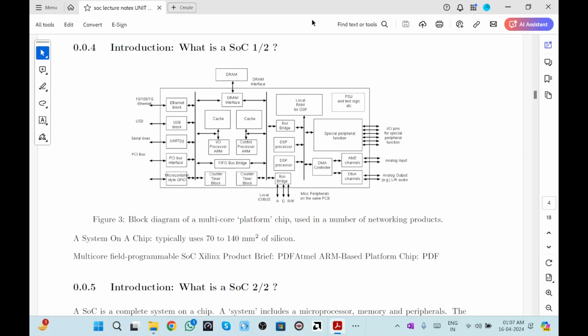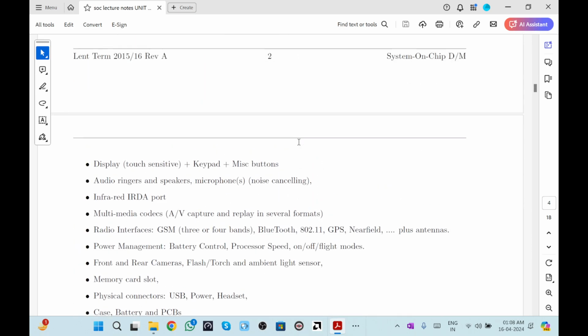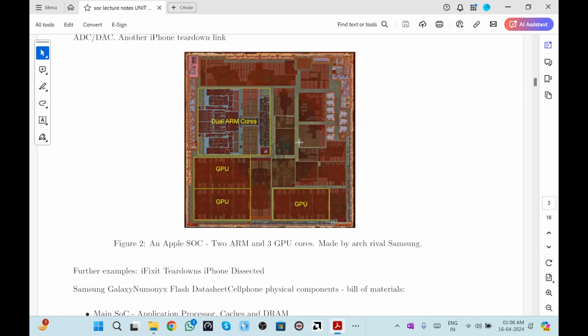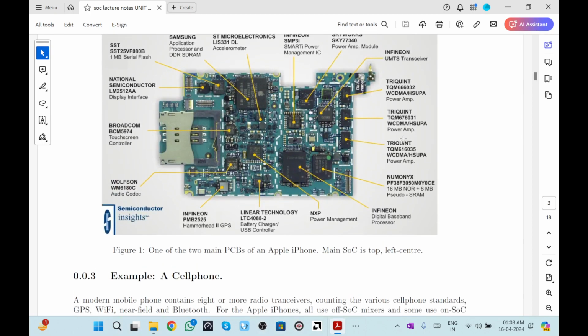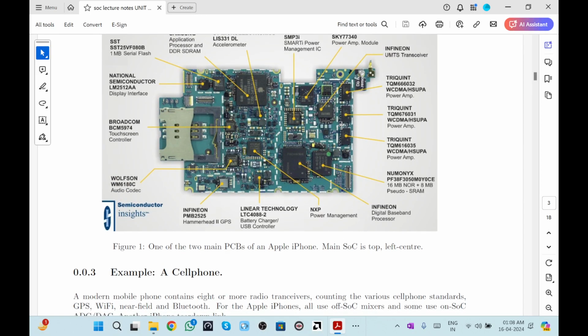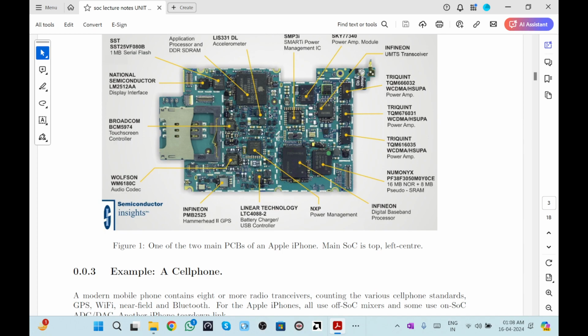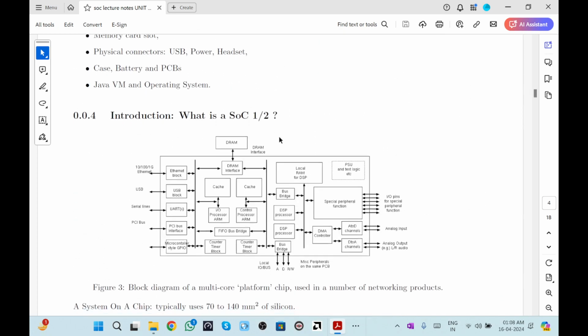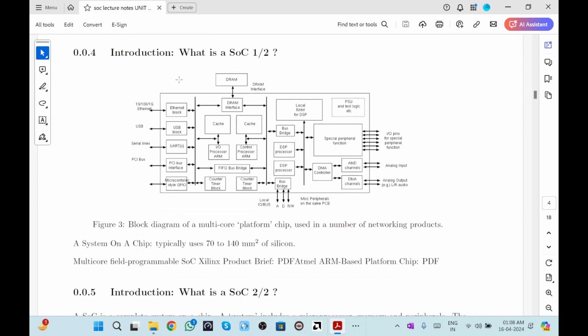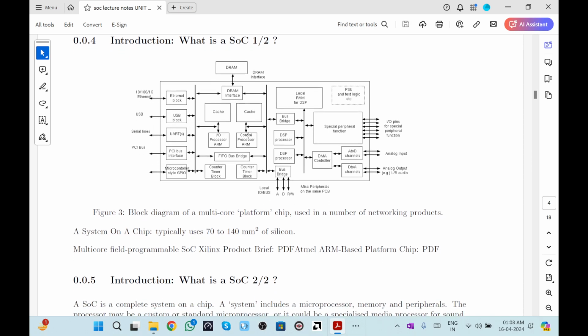Hello all, welcome back to the second lecture of SOC. In the previous lecture, we learned about the key map of SOC and what major components are required to understand the SOC environment. So we shall move to the next step, which is the introduction to SOC.